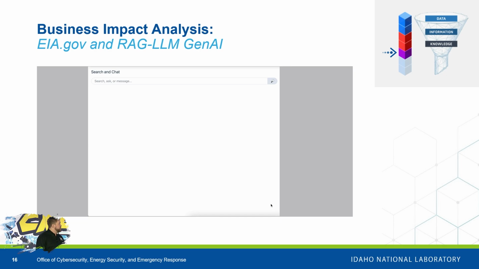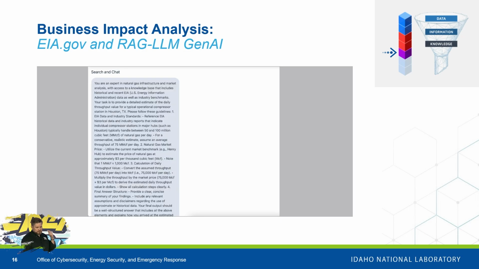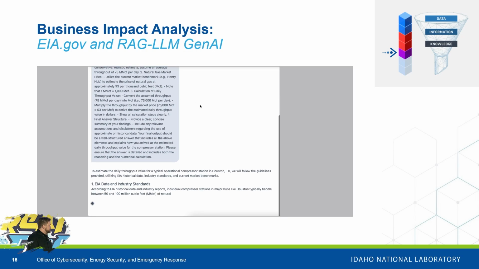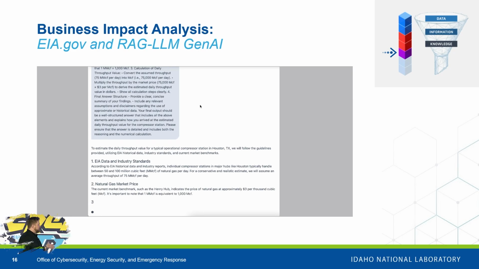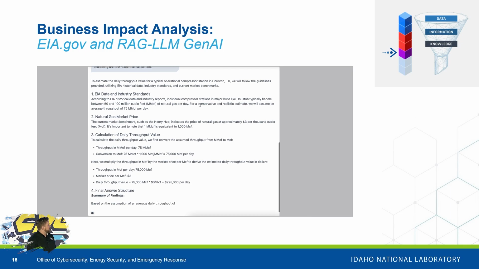And now I'm gonna show you, we know the engineering impacts, we know what the cyber observables are, but what about the business impact? So I'm gonna show you quickly, I created a prompt for an on-premise generative AI LLM, and we have the EIA, which is the Energy Information Administration. They have publicly available market data on the energy sector. And so I'm gonna ask this LLM what is the average daily flow of a natural gas compressor station. And you can see there it's 75 million cubic feet.